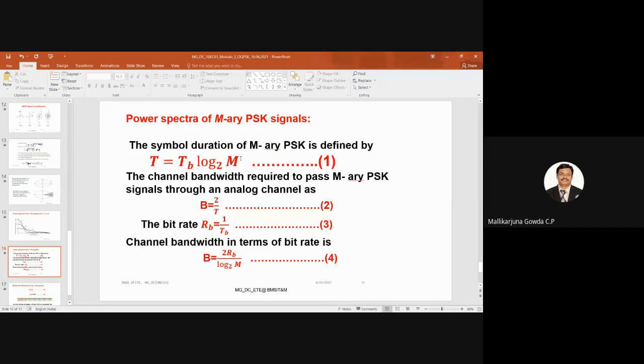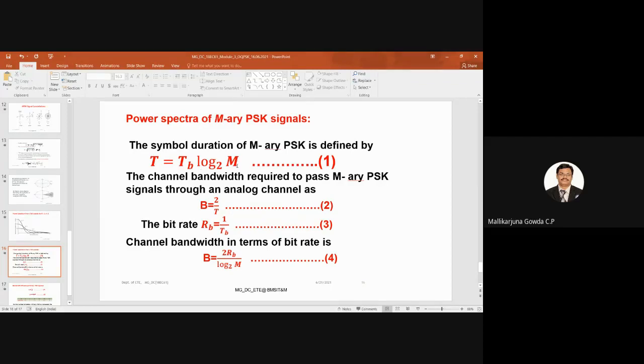Yes, log 10 with base 10 is what? 1, sir. Similarly, you see here, for BPSK, M is equal to 2, right? So log 2 with base 2 will be equal to 1. Then the symbol duration T will be equal to TB. If it is QPSK, then the value of M will be equal to what? 4, right? So log 4 with base 2 is 2. So the symbol duration T will be equal to 2 TB. This is how I calculate the symbol duration. So for QPSK, it becomes 2 TB.